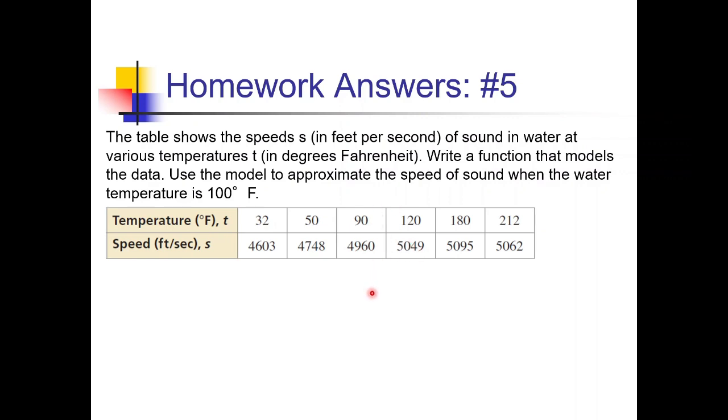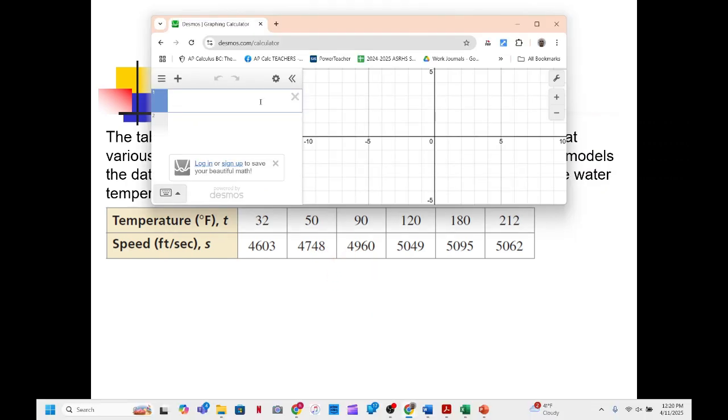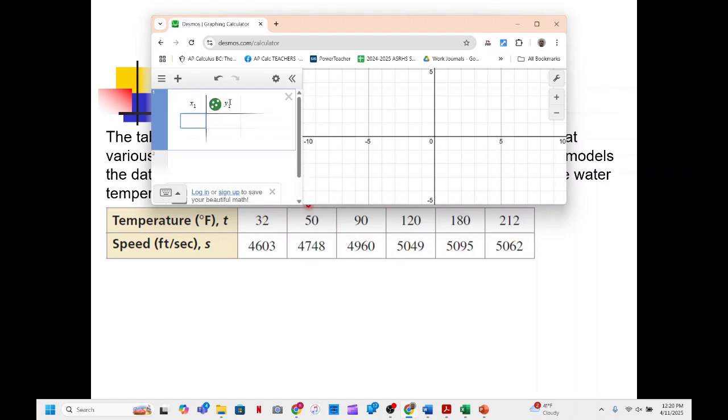So the way we're going to do this is we're going to use Desmos to do a quadratic regression. So let's go to Desmos. So here's Desmos. And to do a quadratic regression, I have to first enter this stuff in the table. So let me press the plus here and pull up table. And let me just do the x values first. So 32, 50, 90, 120, 180, and 212, the boiling point of water. Can't go any higher than that.